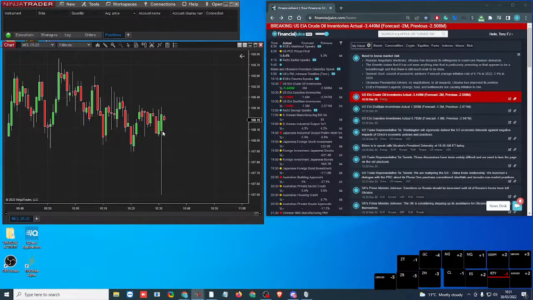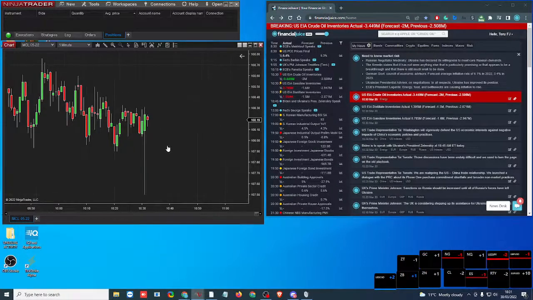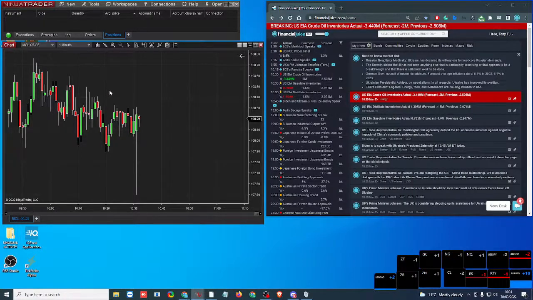Okay, so that is a release there. So we did get a reaction, even after that positive bit of news from Russia's negotiator Medinsky making comments that Ukraine has declared its willingness to meet core Russian demands. So overall that candle finished positive. If we look at the ticks that we'd seen, okay, about 22 ticks towards the upside there.